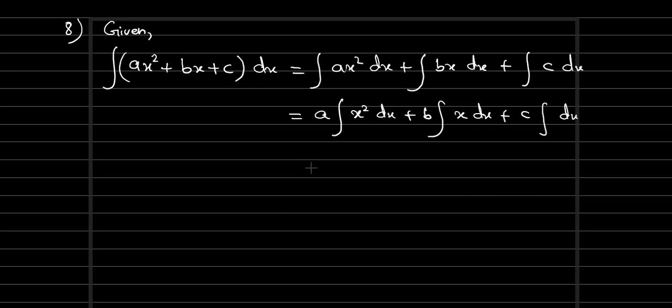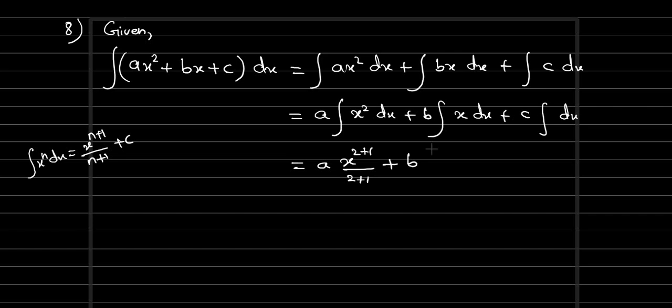Now using the x power n formula. What is the x power n formula? Integral x power n dx is x power n plus 1 by n plus 1, plus c. When x is raised to some numerical power, we need to proceed with this formula. So now for a, what do we have? Power 2, right? So 2 plus 1, and then repeat the power in the denominator. That's all. Integration of the first part is done.